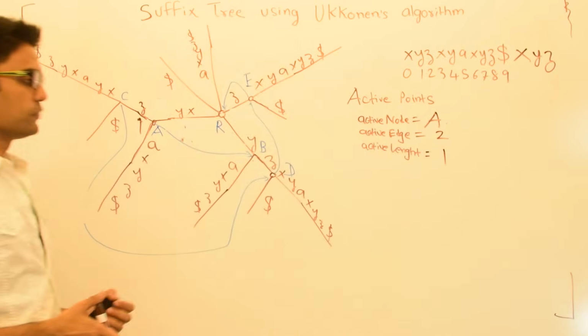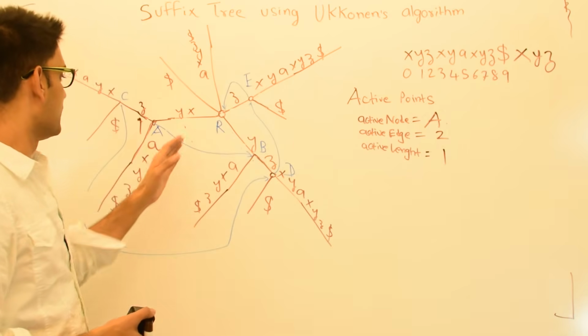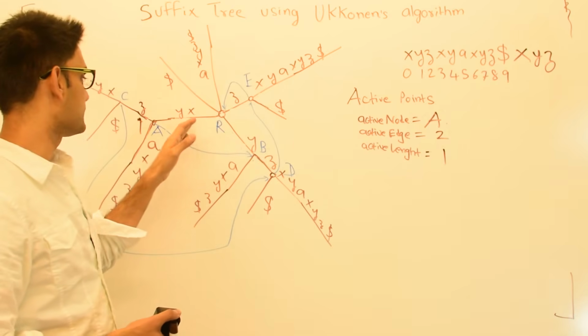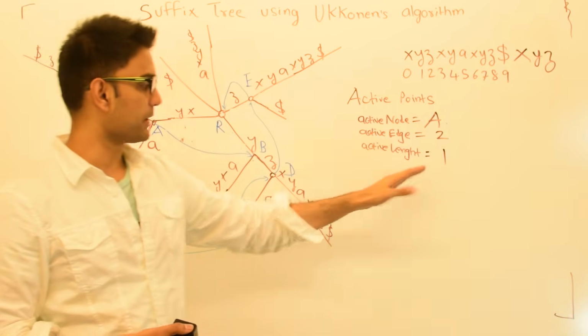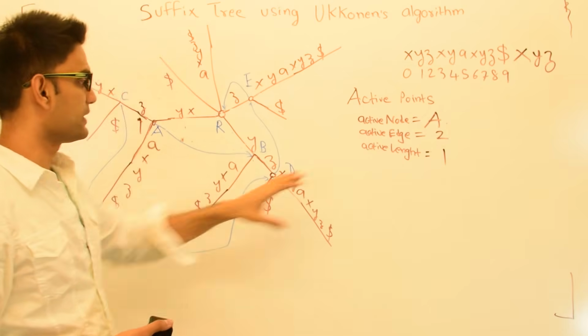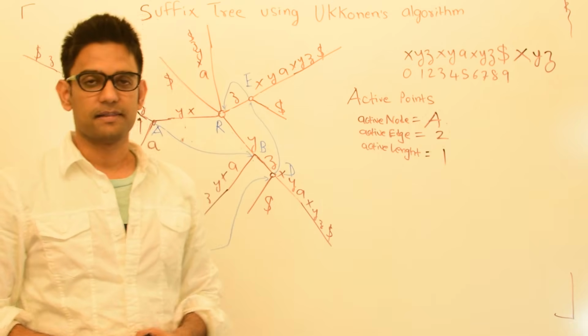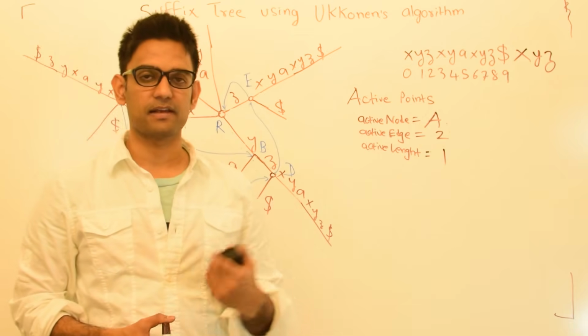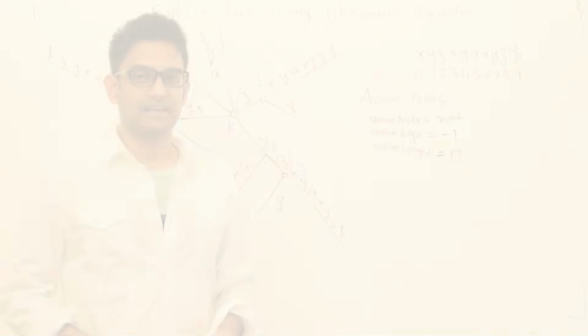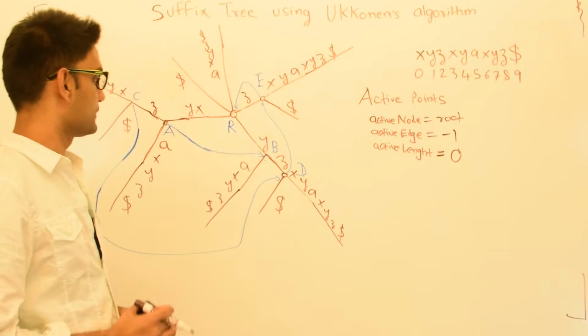So these are the two rules for active points and rule 3 extension, which is if you're moving on the same edge, then just increment your active length by 1, and if you are jumping the internal node, then reset your active edge, active node, and active length accordingly. Next, let's look at active points and rule 2 extension. Let's understand active points and rule 2 extension.